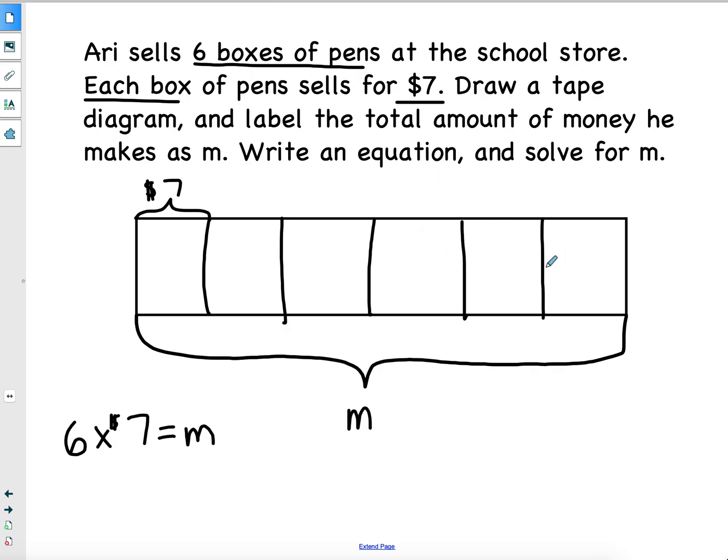So I'm going to go ahead and use my tape diagram to solve. I know that each box is $7, so I'm going to place 7 in each group to see how much that is. 1, 2, 3, 4, 5, 6, 7, 8, 9, 10, 11, 12, 13, 14, 15, 16, 17, 18, 19, 20, 21, 22, 23, 24, 25, 26, 27, 28, 29, 30, 31, 32, 33, 34, 35, 36, 37, 38, 39, 40, 41, 42.